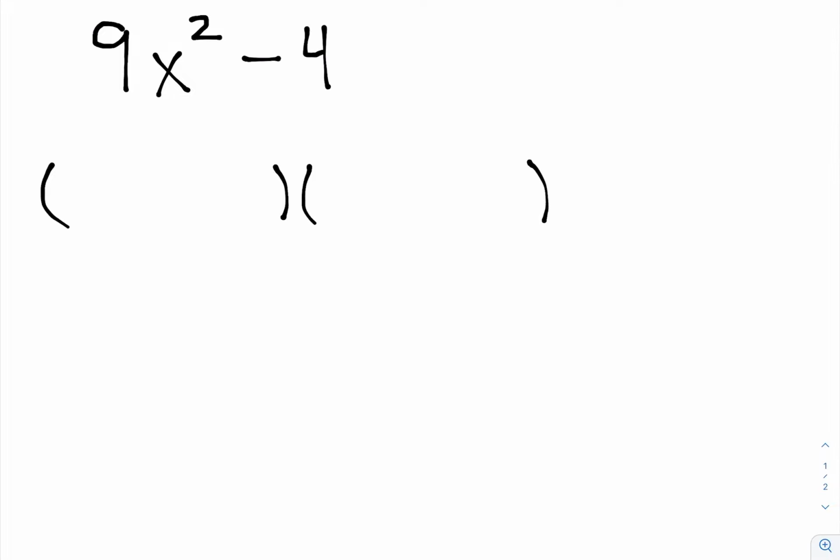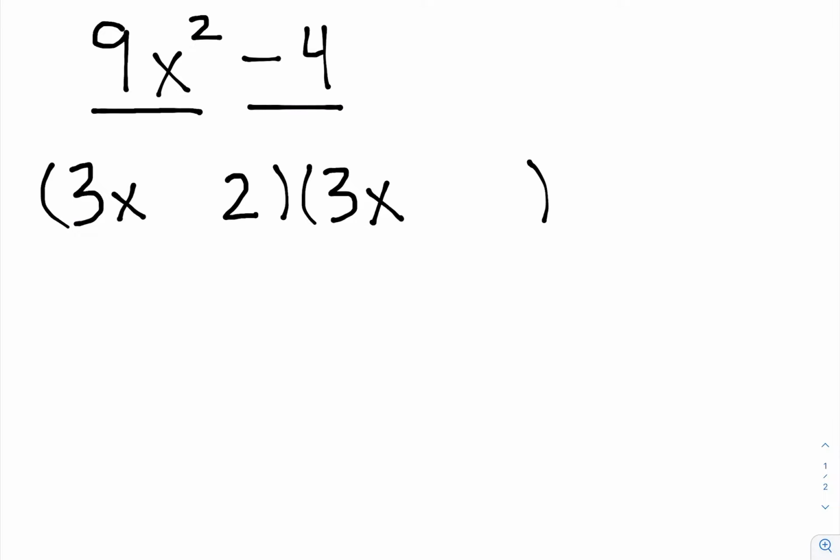Okay, so the process is we take the square root of the first number. The square root of the first term, 9x squared, is 3x. That's going to start both brackets. They're both going to be 3x. And then we take the square root of the second number, right? So the square root of 4 is 2. And then all we do after that is we add a plus here and a minus here. So that's the method to the madness.